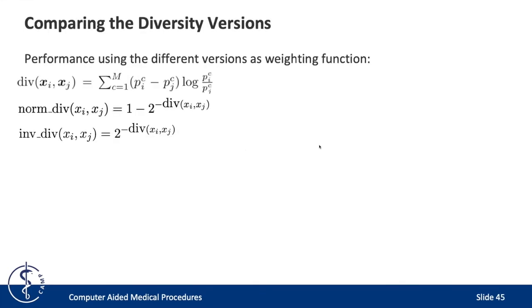Summarizing, we have these three different weightings. For this experiment, we did not consider the Gaussian kernels. We only considered the diversity as a weighting function. We have the original implementation, telling us how different two expectations between two points are. The normalized diversity, which we expect to behave similarly, except that it should output something between 0 and 1. And finally, the inverse of the diversity, which is more like a similarity metric, giving more importance to components that are similar in expectation.